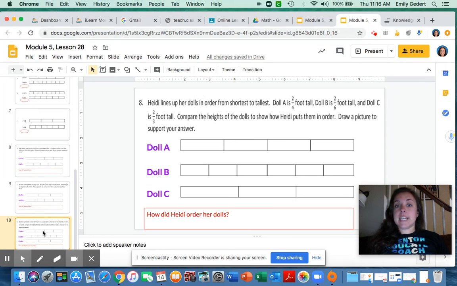And then on slide 10, we're going to be looking at 3 different fractions for the height of Heidi's dolls. So you're going to shade them in. And then it doesn't look like a question, but they are asking you for an answer. It says compare the heights of the dolls to show how Heidi put them in order. So she put them in order from shortest to tallest. So if you think doll B is the shortest, you would write doll B is the shortest, and then tell me what doll would go in the middle and what doll is the tallest.